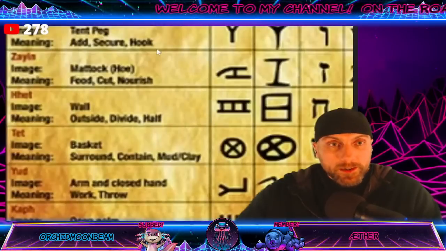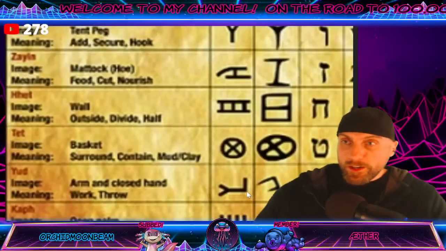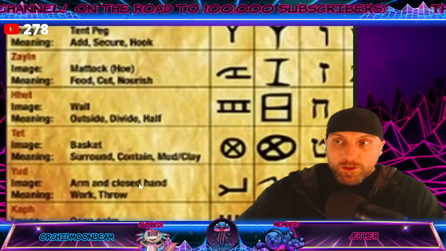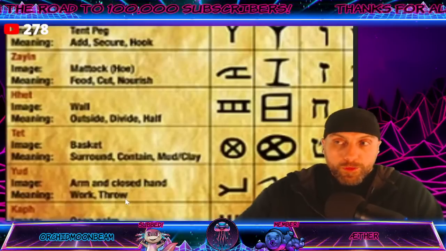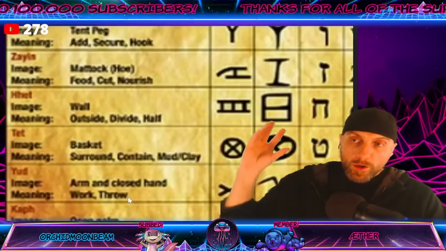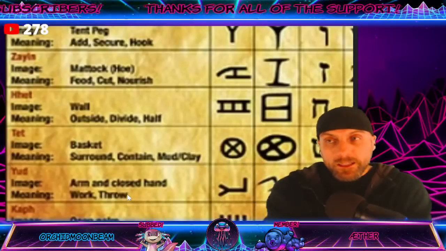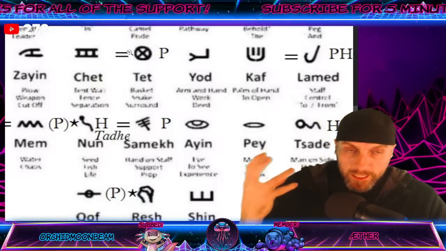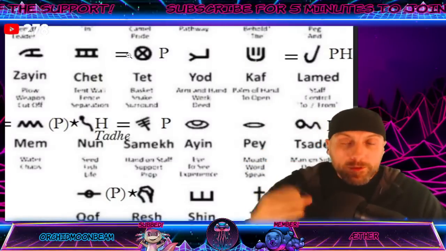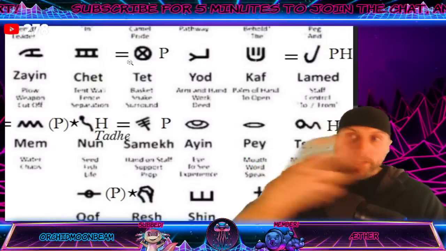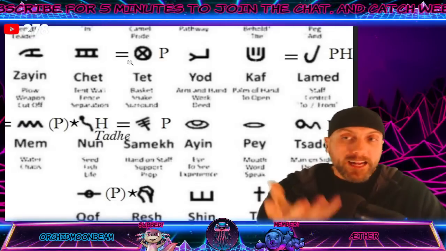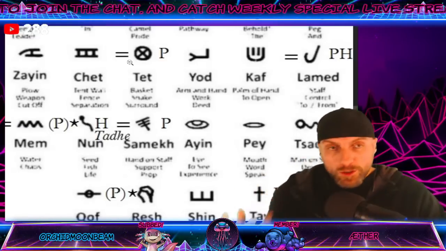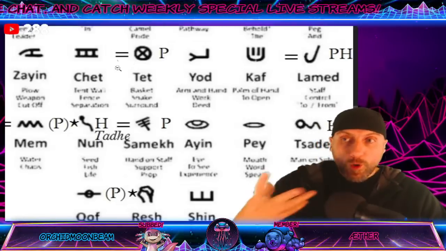Let's check out some comparisons and see what it says over here. Look down here next to my arm, you can see it says arm and a closed hand: work, throw, or to move. Basically, I'm interpreting this as action, something that is taken with your arms, work that people do. You know what I mean? So you're using your arm to move about. Not just the hand itself, which we'll talk about next, which is more grasping, but the arm, which is used to imply action or movement or work, etc.